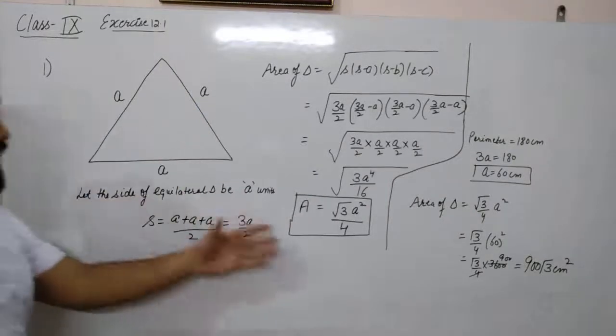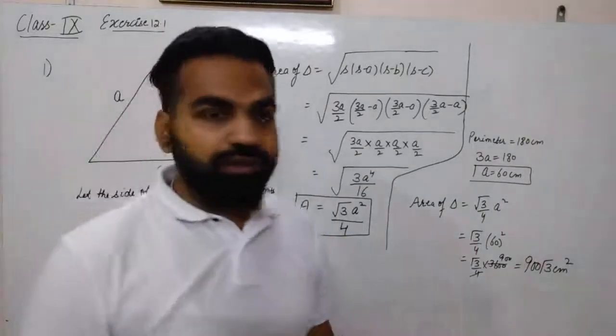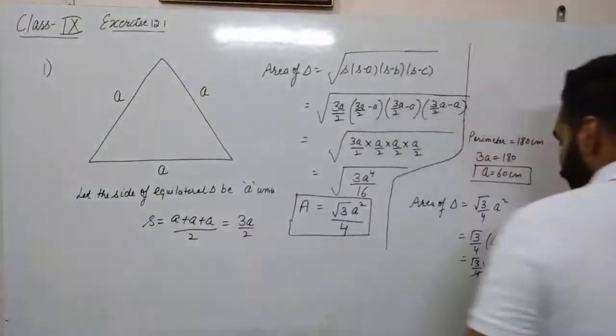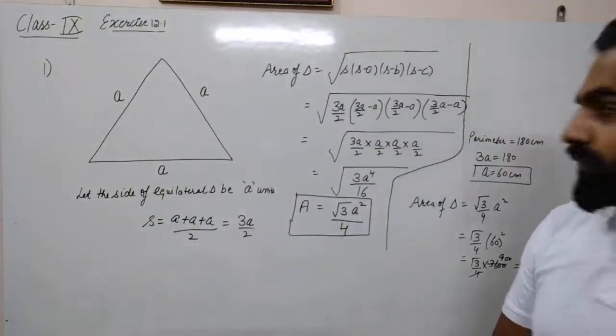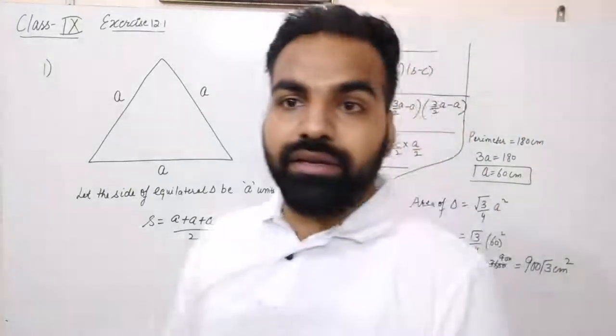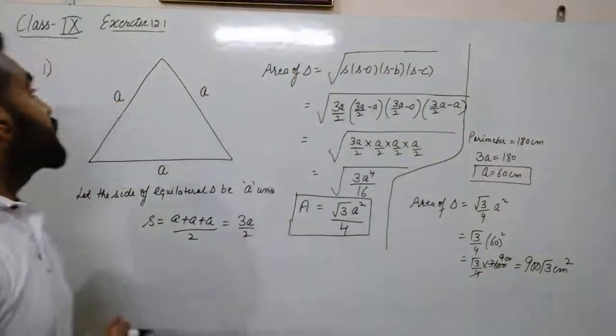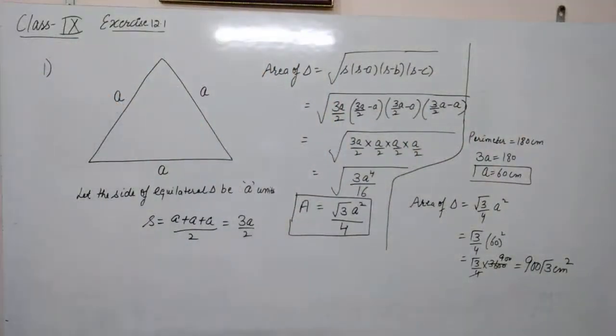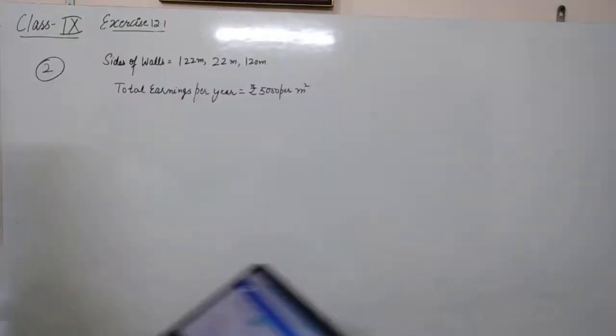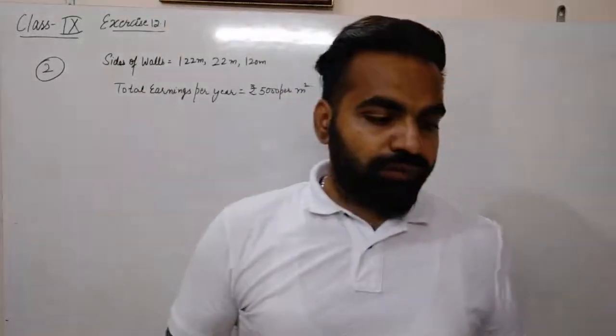First we will derive the formula because it is given in the question, and after that we have to find the value of the area when the perimeter is 180 centimeter. So this was question number 1. See question number 2 now.